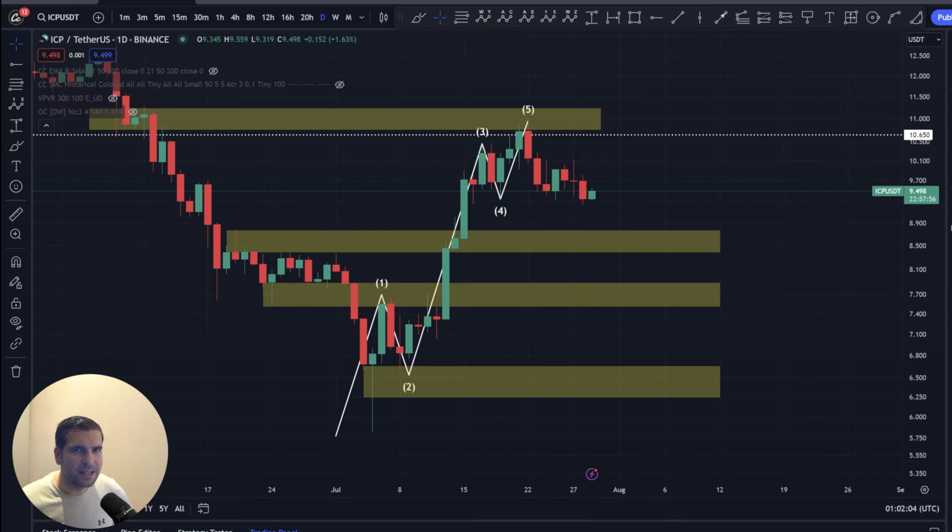Today we're going to be taking a look at ICP, the Internet Computer Protocol, with what's been going on most recently with the price action and where I think things are heading next.